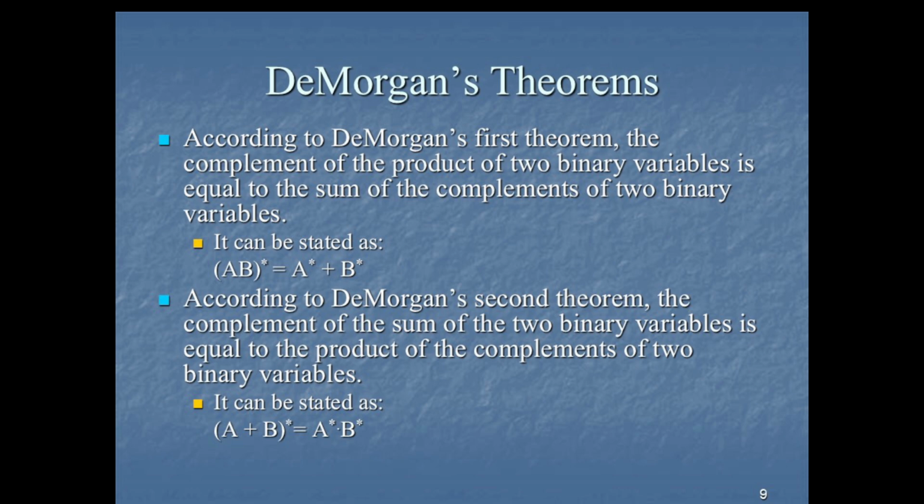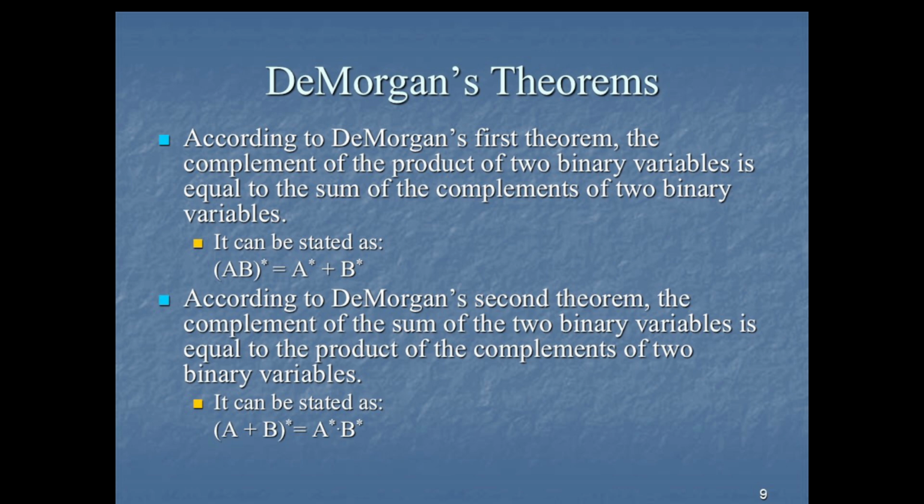Similarly, De Morgan gave the second theorem. De Morgan's second theorem states that the complement of the sum of two binary values is equal to the product of the complements of the two binary values. That is, the complement of ORing is equal to ANDing of complements, that is, (A plus B) bar is equal to A bar dot B bar.